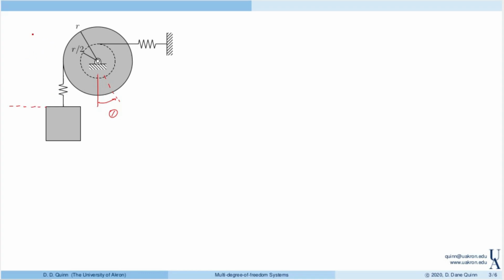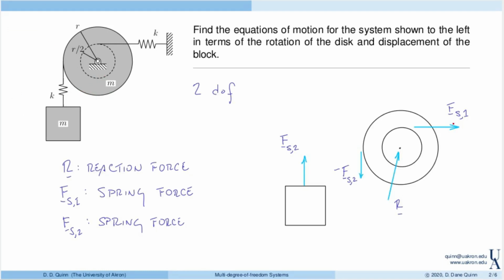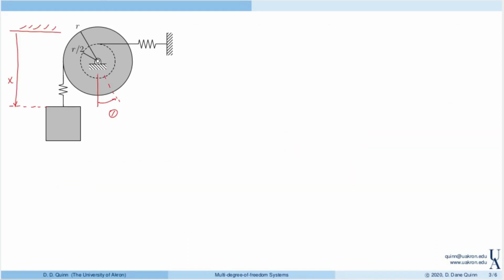Then for the position of the block, we can define that as x. So again, with these two coordinates, we can identify the configuration of the system. But again, going back to thinking about these forces, these two forces will require different measurements, right?